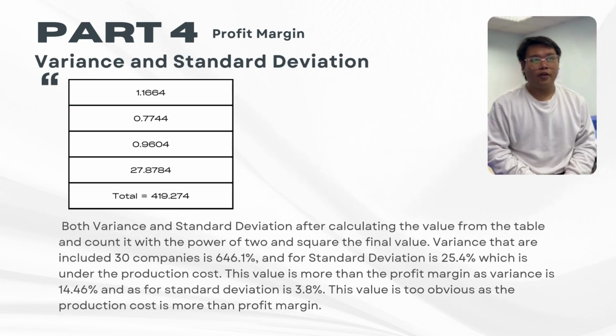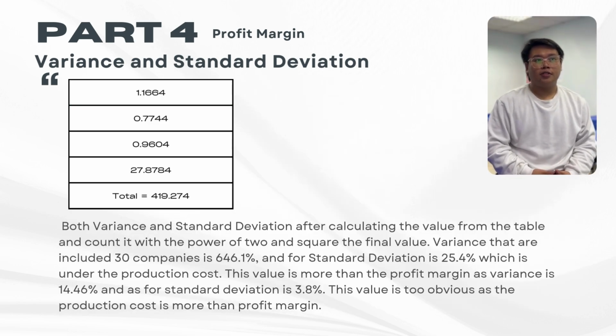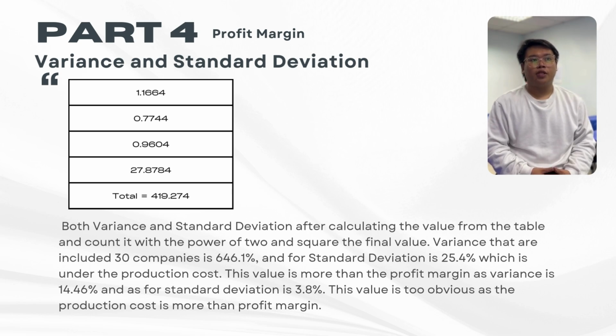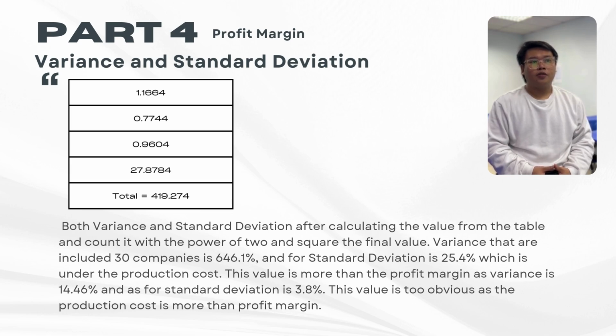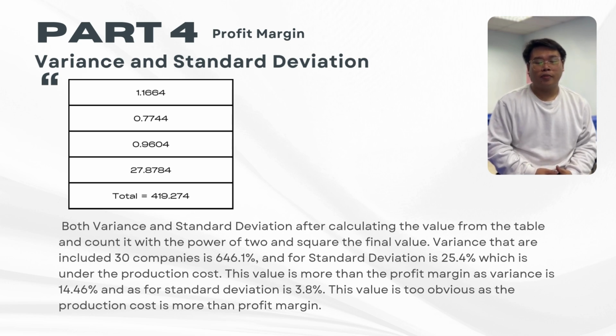Then I will be presenting variance and standard deviation. Both are calculated from the table, squaring the values and taking the square root of the final value. The variance including 30 companies is 646.1 and the standard deviation is 25.4 for production cost. This is more than the profit margin, where the variance is 14.46 and the standard deviation is 3.8. This difference is obvious as the production cost is more than the profit margin.